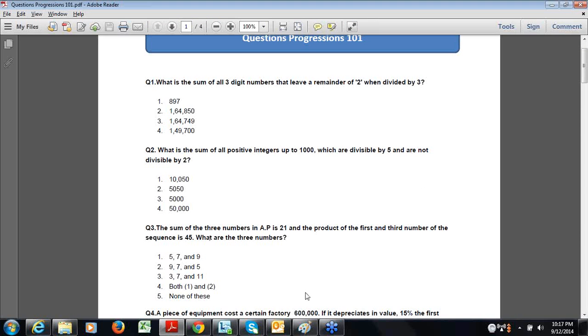Anybody has an issue with this? Everybody is clear with this?